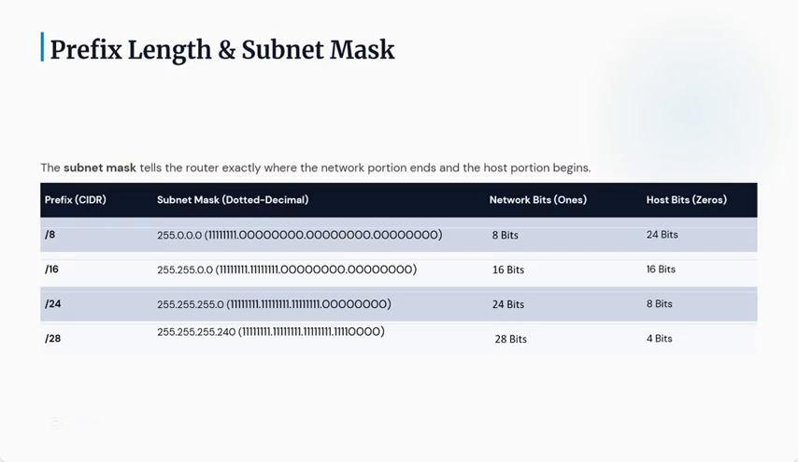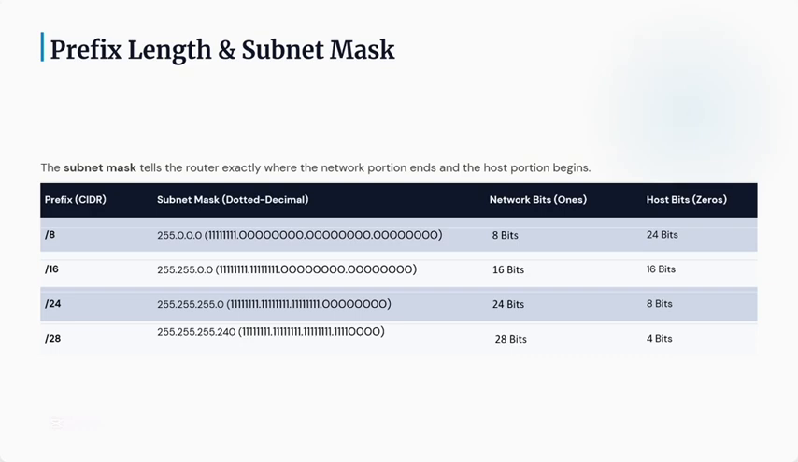Let's focus deeply on this table. The prefix length and the subnet mask are two ways of saying the exact same thing. The subnet mask tells the router exactly where the network portion ends. In binary, a mask uses continuous ones to mask out network bits, and continuous zeros for host bits. Look at a /8 prefix. It means the first 8 bits are binary ones, which translates to a decimal mask of 255.0.0.0. This leaves 8 bits for the network and 24 bits for host deployment, allowing for millions of unique addresses.